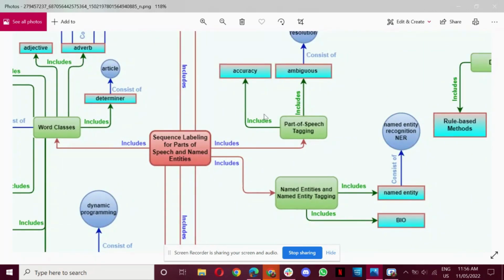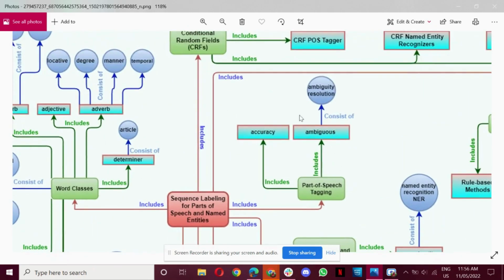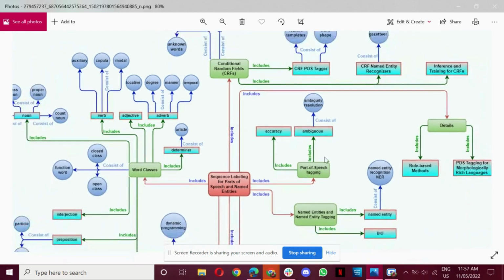Now we will talk about parts of speech tagging. Parts of speech tagging includes disambiguation tags, that is, words that are ambiguous, that have more than one possible parts of speech, and the goal is to find the correct tag for the situation. The goal of parts of speech tagging is to resolve the ambiguities and choosing the proper tag for the context, and the accuracy of parts of speech tagging is very high.